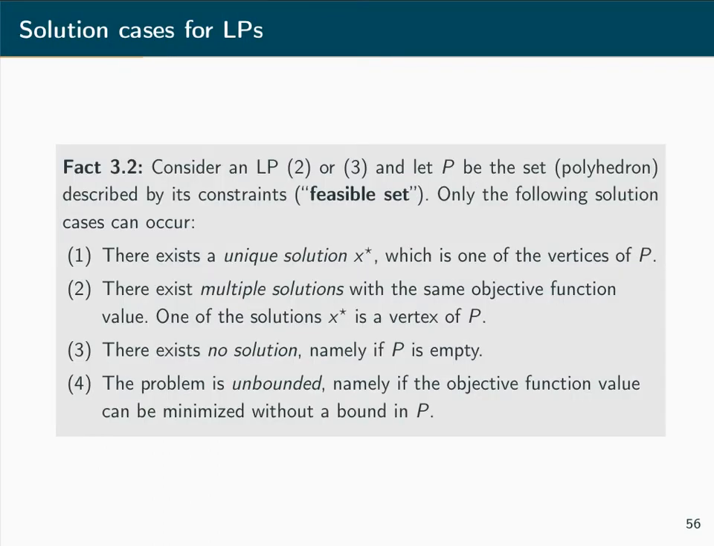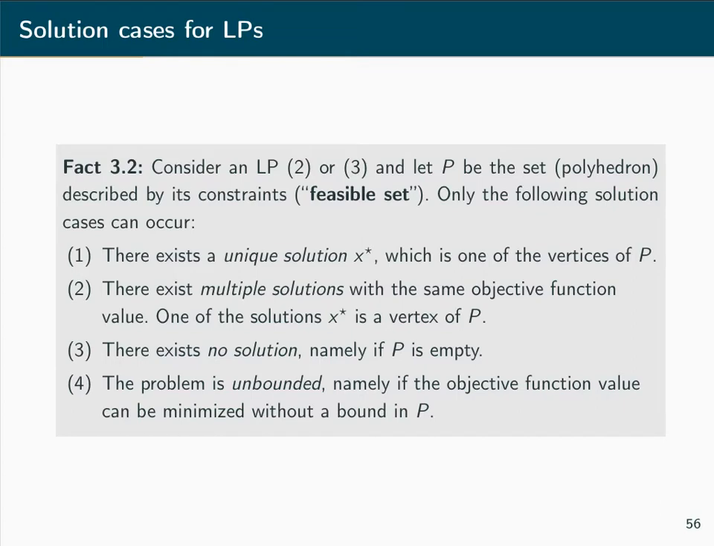Analogously to a linear equation system, let's also look at the solution cases for LPs. And that's summarized in fact 3.2. So consider any linear program in a standard form such as the standard form 2 or 3, and let P be the set described by its constraints, which is also called the feasible set. We only have the following solution cases that can occur. First, there may exist a unique solution that we call x star, which is one of the vertices of the feasible set, so the polyhedron P.